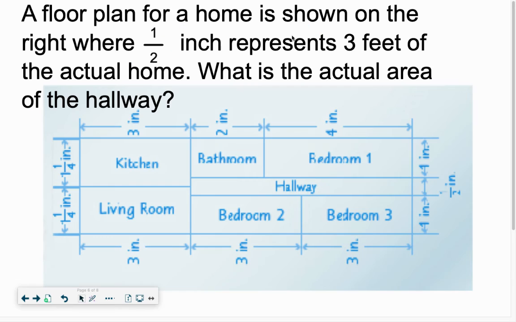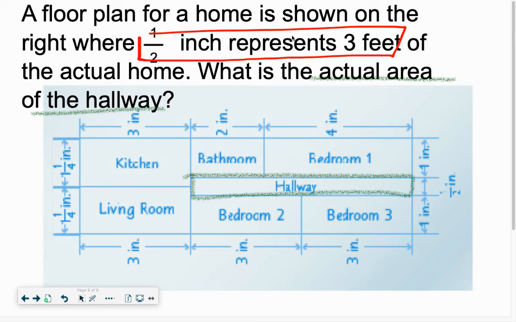Again, whether you get a picture or not, this one you don't actually have to measure. It just says what is the actual area for the hallway. So we're looking right here at this guy in the hallway. And then we need to find a scale, which if it's not down here in the picture anywhere, then we're going to go looking in the word problem where it says, here's our scale. Half an inch equals 3 feet. So we're going to be using that.